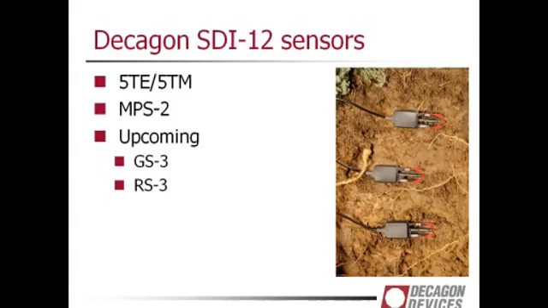Decagon currently has 3 SDI-12 sensors: the 5TE, the 5TM, and the MPS2. It is a standard communication, so there are other sensors by other manufacturers that make SDI-12 sensors. We have 2 upcoming sensors that will also communicate in SDI-12: our greenhouse sensor, the GS3, and our ruggedized sensor, the RS3.